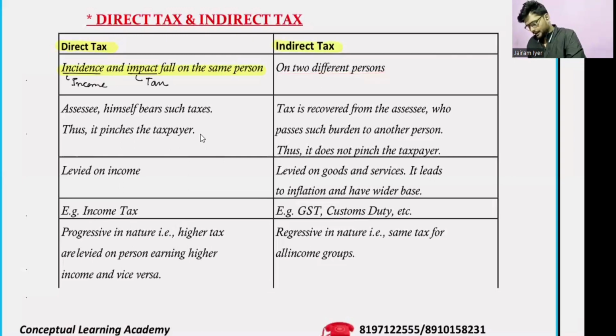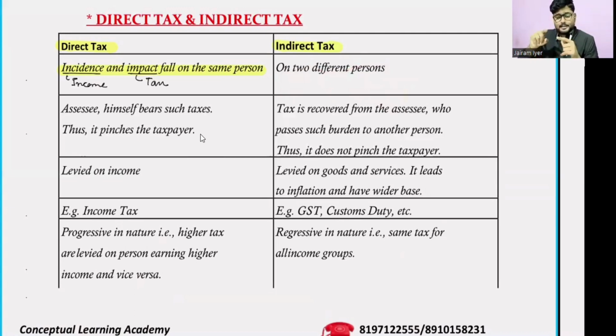Like in my example, what happened? I bought it from Ruchi. Ruchi sold it to me. I sold it to different persons. I sold it to Murli, Sanjana, Monisha, and Lakshman. So what actually is happening? The burden of GST from Ruchi passed on to me, and from me it passed on to my different consumers. See here, incidence and impact is not on the same person.